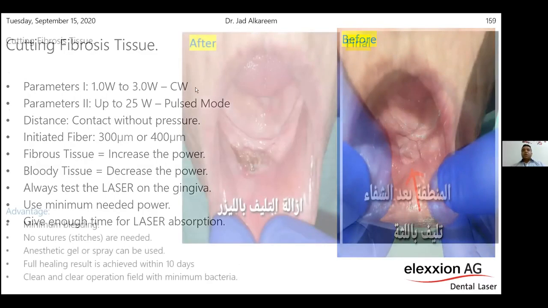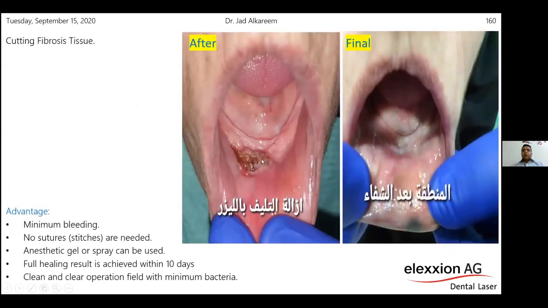Here is the picture during the treatment, and here is the final result after 10 days. So there was no need at all to do any suture or stitches. The anesthesia was injected into the lips and into the floor of the mouth. So only infiltration, no need for a nerve block at all.